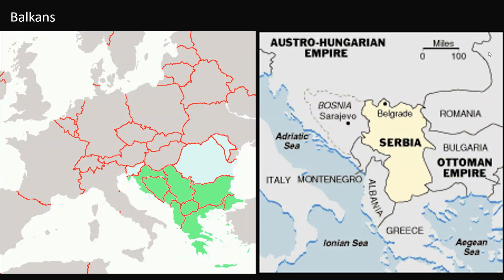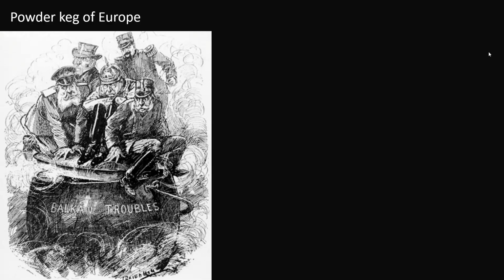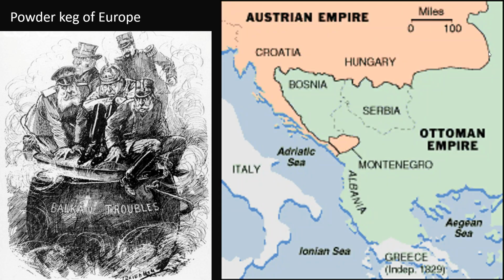Nationalism is going to be so high in the Balkans that the Balkans are actually going to be referred to as the powder keg of Europe, meaning the tiniest little spark could set this off. Now, historically, the Balkans had been controlled by the Ottoman Empire. But as the Ottoman Empire is losing power, they're starting to leave the Balkans. And so you've got four main ethnic groups in the area of the Balkans. You had Albanians, Greeks, Romanians, and Slavs.